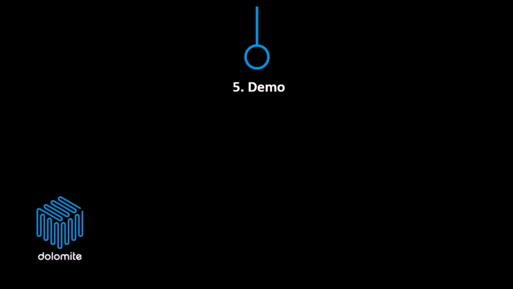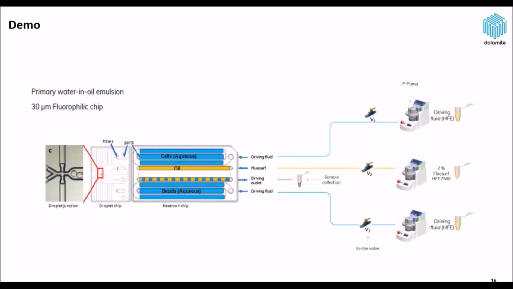So just to move on a little bit to the demo right now, I'm going to show you what the P pumps look like, and I've got the system running at the moment. So typically I would have loaded cells in one of the channels, and I would have loaded beads in the other channel. So this is holding a volume of 100 microliters, and this is also holding a volume of 100 microliters.